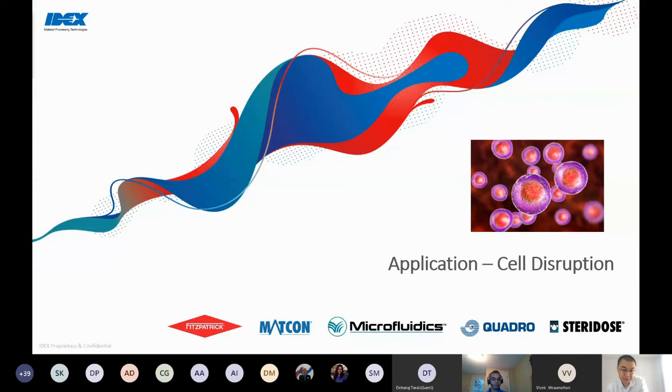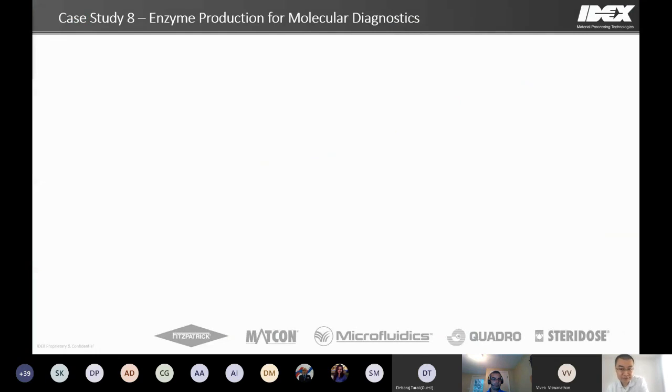There have been a lot of publications, and we have many customers using our technology in this application. But I'd like to share a couple of interesting applications with you today. The first example is related to molecular diagnostics. Now you may be already thinking, what does the microfluidics processor have to do with diagnostics? So let me explain and show you how cell disruption by microfluidics technology can be used in this field.